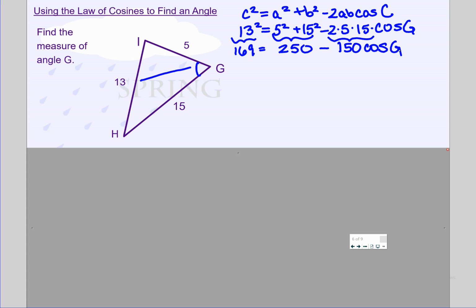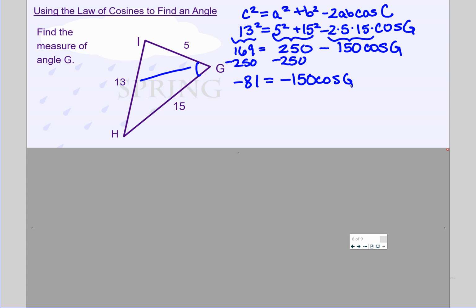The most common mistake when people are solving with the law of cosines comes next. It is very tempting to want to do this subtraction, the 250 minus 150, but you can't because one of them has the variable with the cosine and the other does not. So because you can't combine those together on the right, you've got to start moving things over to the left now. So I'm going to subtract 250 on each side. So 169 minus 250 gives me negative 81. And then make sure you bring down the negative that's in front of your cosine there, so negative 150 cosine g.